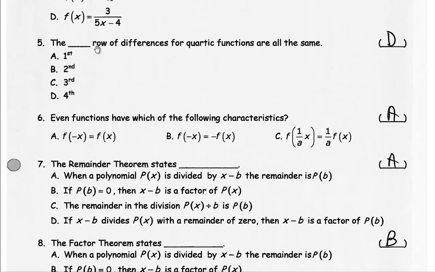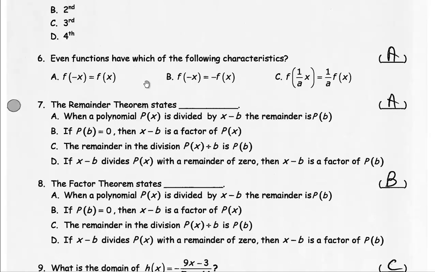For number 5, the blank row of differences for quartic functions are all the same. A quartic is a 4th degree polynomial. And since it's a quartic, a 4th degree, the 4th row of differences would be the same for a quartic function. So D is the correct answer for 5.